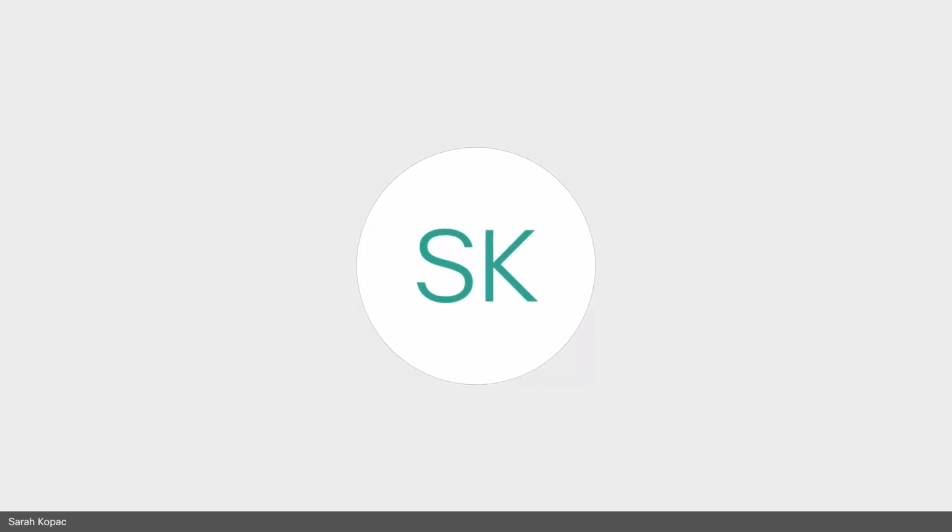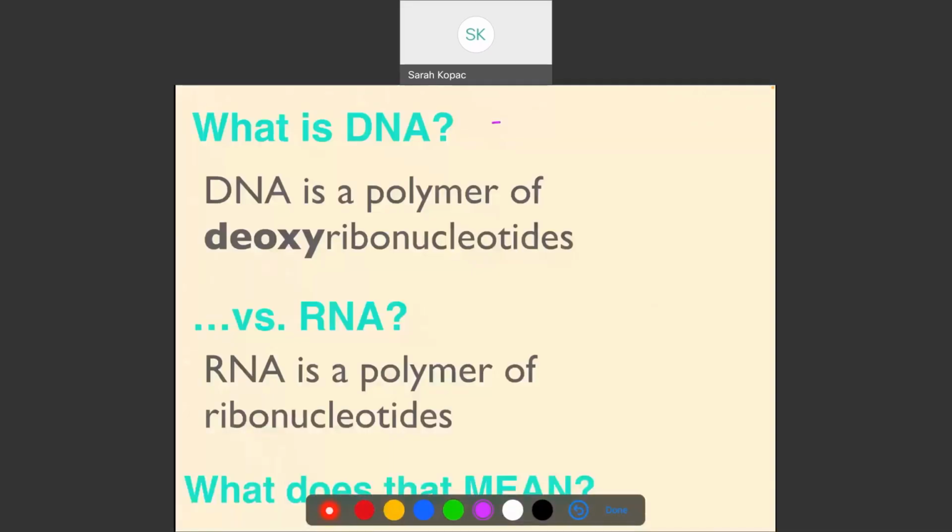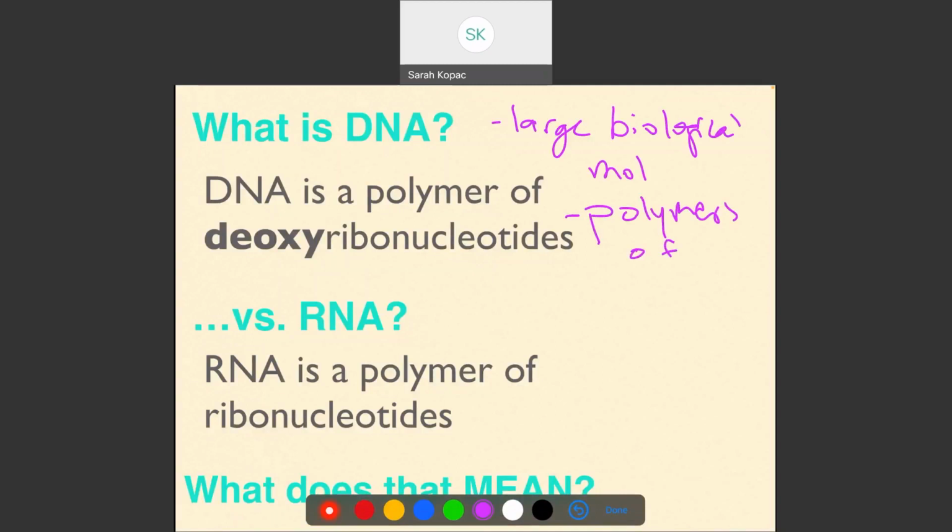So what are these molecules? What is DNA? What is RNA? Why do they sound similar? Well, they are large biological molecules, and they are both polymers. And they're both polymers of nucleotides.